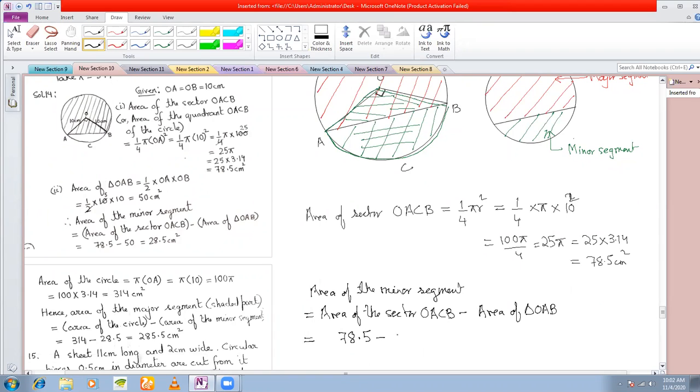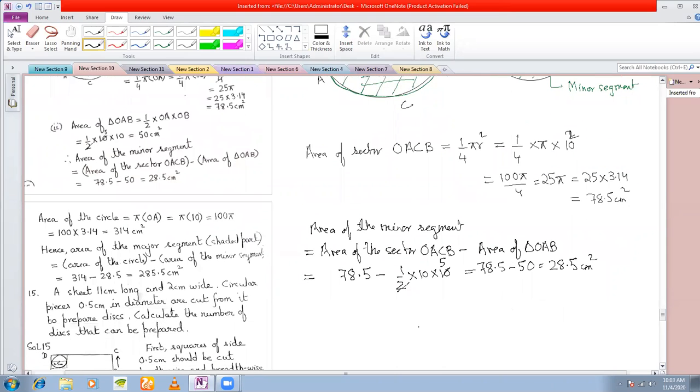Minus, and what is the area of the triangle? If you see this triangle here, it is a right angle triangle, right? So half base into height. And what is the base? 10 centimeters. And what is the height? 10 centimeters. So half base into height. So this will be 78.5 minus 50, which gives you 28.5 centimeters square. Okay, this is the area of the minor segment.